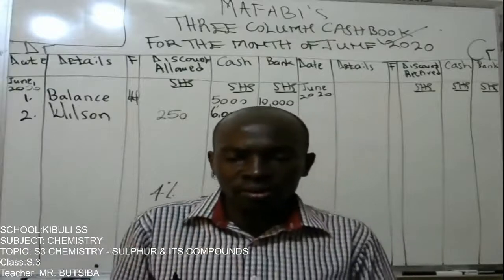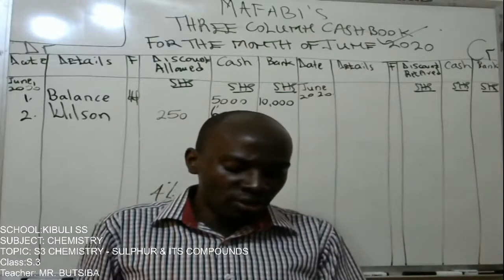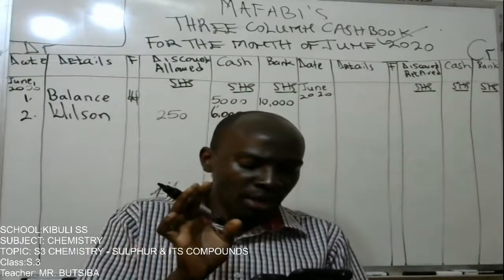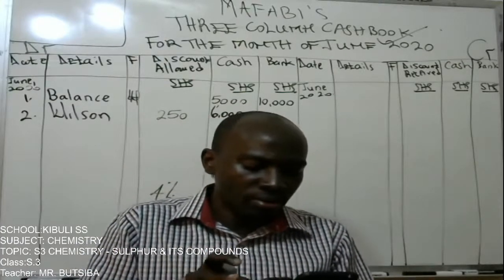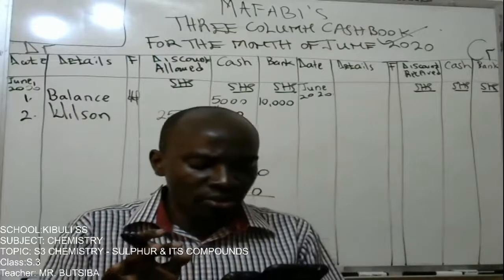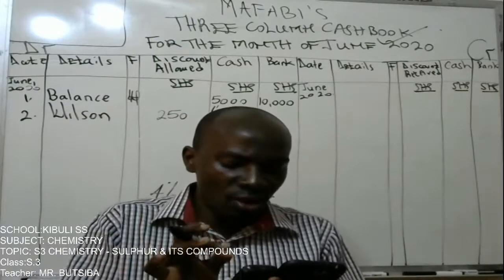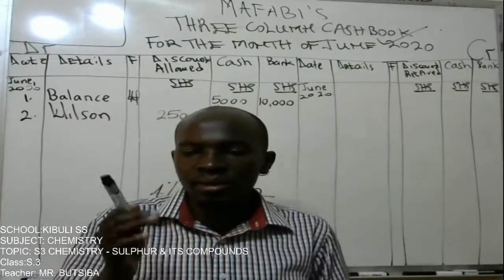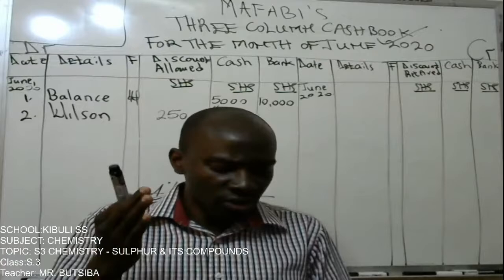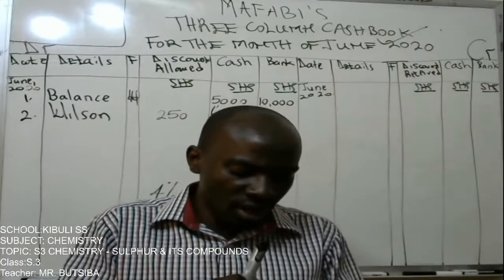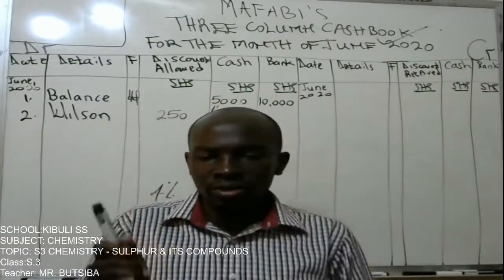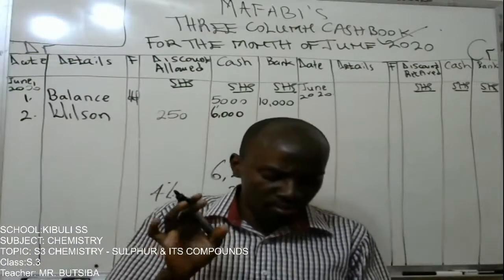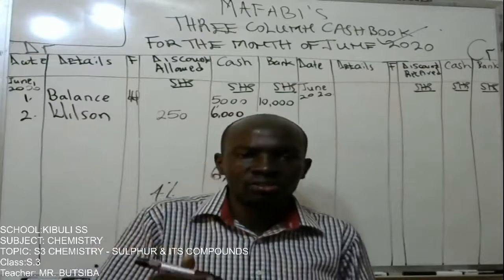Let us read another one. The next transaction says, June 3rd paid Musa by check, shillings 6,500. Hope you have captured that transaction. June 3rd paid Musa by check, shillings 6,500.